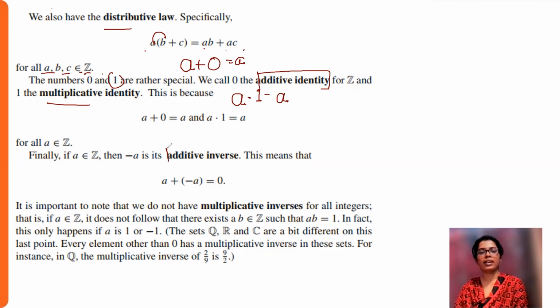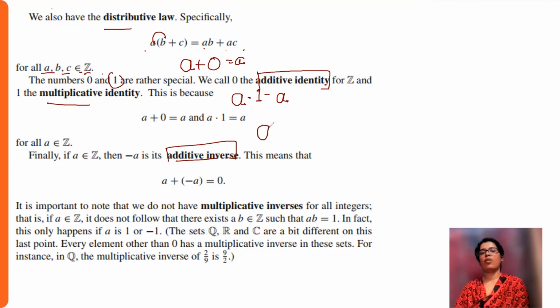Now, if we talk about the inverse, till now we have four properties. The first one we proved was closure, the second one associativity, and the third one commutativity, which is also known as the abelian property. The fourth one we proved was the additive and multiplicative identity. The most important one is the inverse.